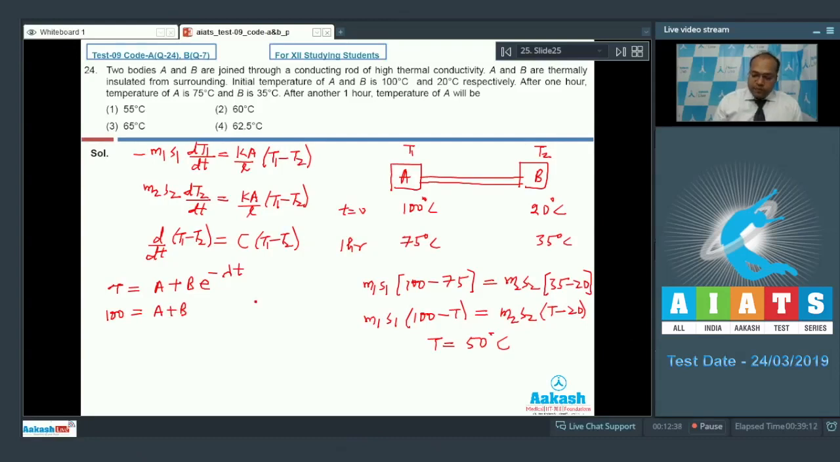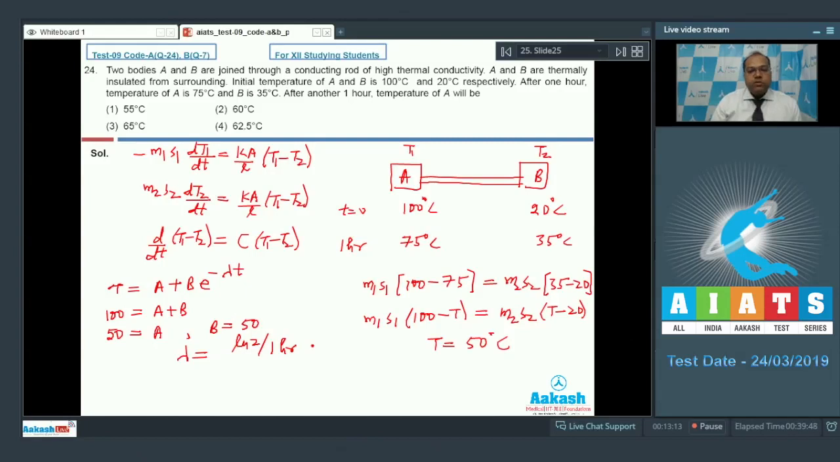And after a long time, the final temperature of body A is 50, so 50 is equal to A. On solving, the value of B also comes out to be 50. Now, to find the value of lambda: at t equal to 1 hour, the temperature of A is 75 degrees Celsius. So if I substitute 75 here, with A as 50 and B as 50, and small t as 1 hour, then the value of lambda comes out to be ln2 divided by 1 hour.